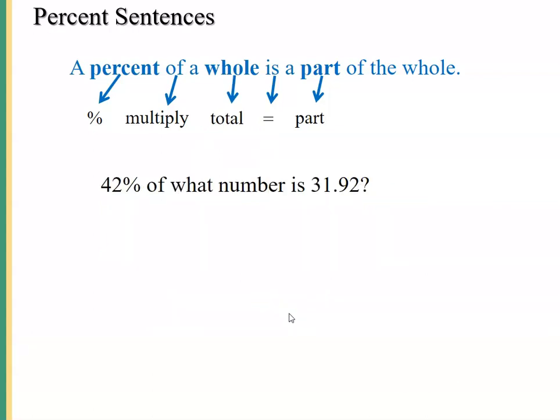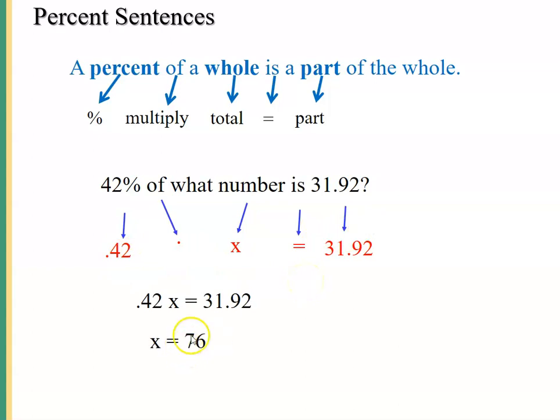Okay, 42% of what number is 31.92? Now you're looking for the original number that gives you 31.92. So you will have 0.42 times x equals 31.92. Therefore we have 0.42x, and then you divide this by 0.42, so you will get 76. So 42% of 76 is 31.92. That is how you solve for percent in a sentence.